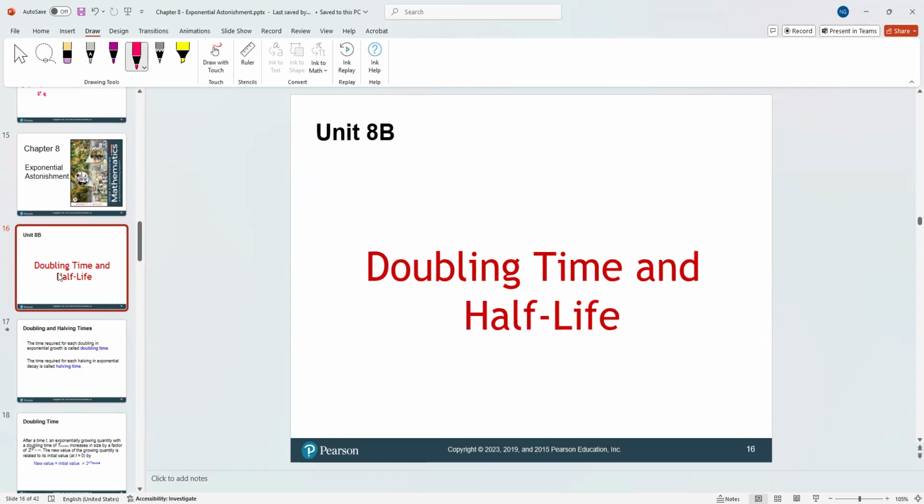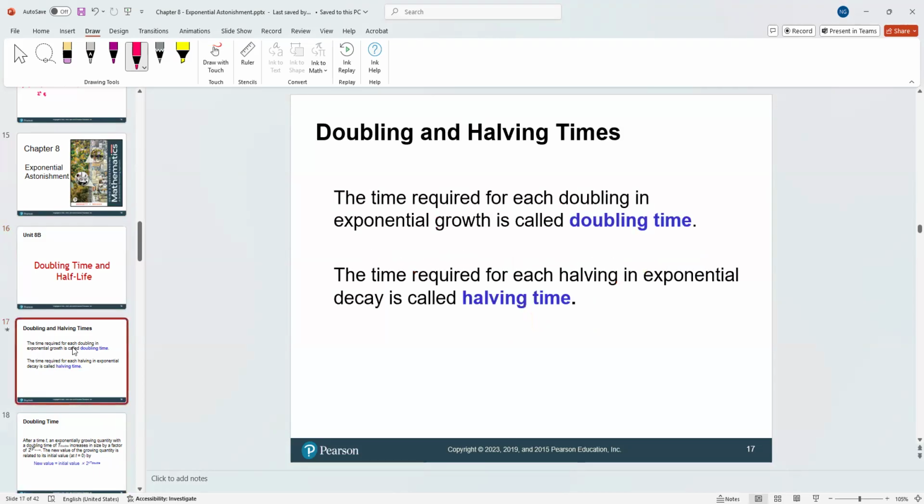In most cases of exponential growth or decay, we are given a rate of growth or decay, usually as a percentage, rather than the time required for doubling or halving. So what do we mean by doubling and halving? Halving means half, right? Doubling means you double. The time required for each doubling in exponential growth is called the doubling time. So that's what we call it.